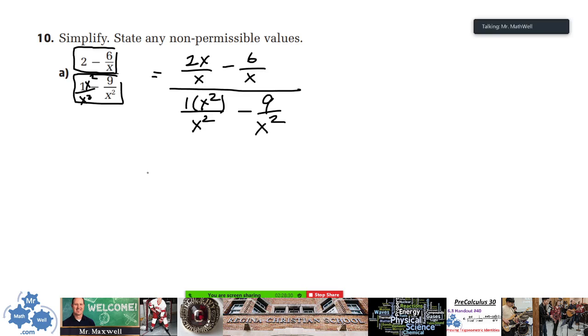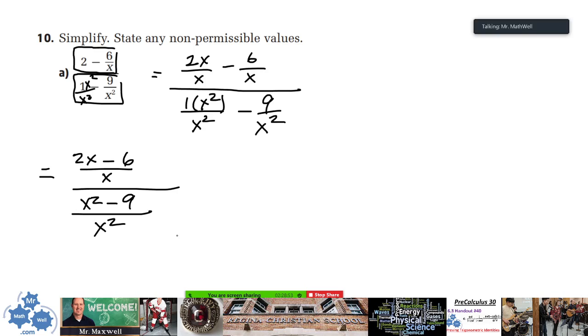All right, so if that's the case, then I can now continue to simplify the numerator and the denominator separately. I have 2x minus 6 all over x now, common denominator, make it one single term. And I have x squared minus 9 over x squared here now. Make that a common denominator.